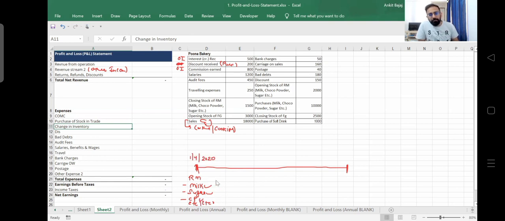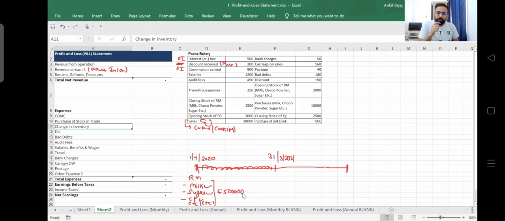Now to bake the cake, what Pune Bakery has done is purchase raw material. Let's assume they purchased raw material of rupees 5,000 in the beginning. Regularly they will be baking the cake, and regularly they will be buying the raw material. So let's assume that during the year Pune Bakery has purchased raw material of 5 lakh.